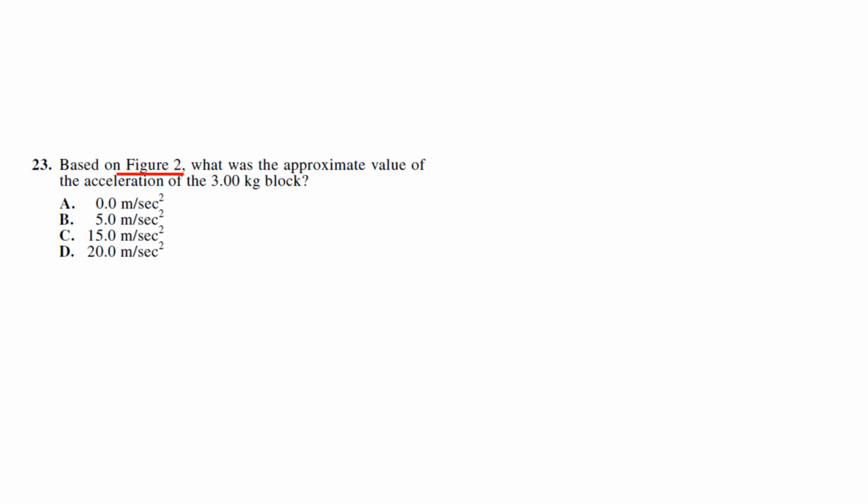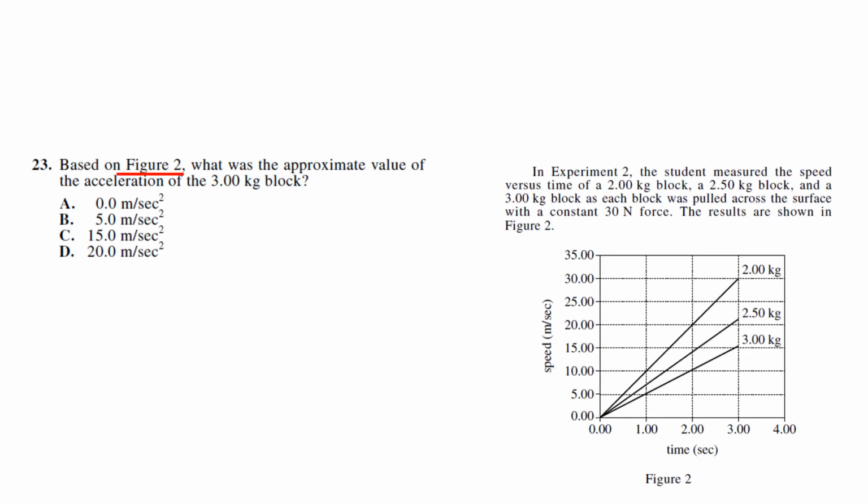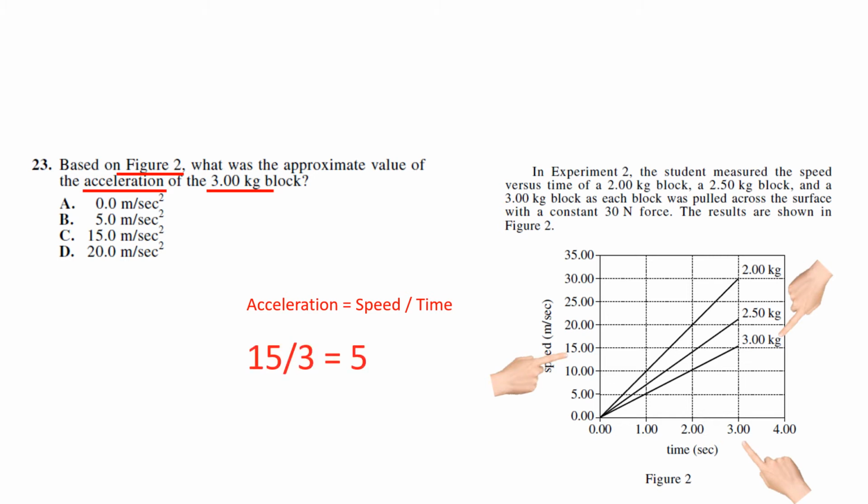Based on figure 2 again, what's the approximate value of acceleration of the 3 kilogram block? We're using the 3 kilogram block. We have to know acceleration equals speed divided by time, so it's a little bit of knowledge included in this one. So speed divided by time. I'm going to use 15 and 3. You could use 10 and 2 or 5 and 1. I don't know why I chose 15 and 3, but I did. 15 divided by 3 is 5. So your answer is B.